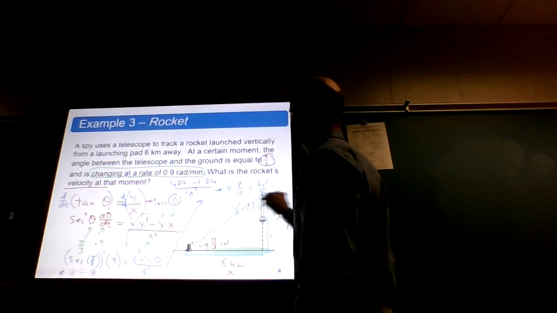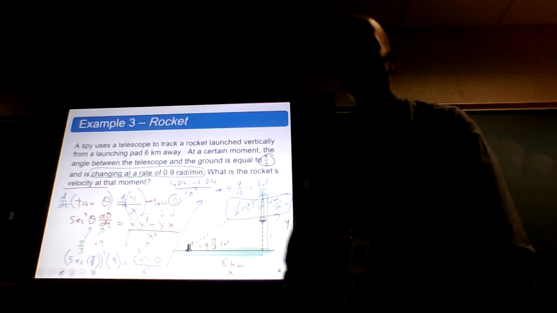Guys, we did it right. We just screwed up one little calculation. Why is it kilometers?